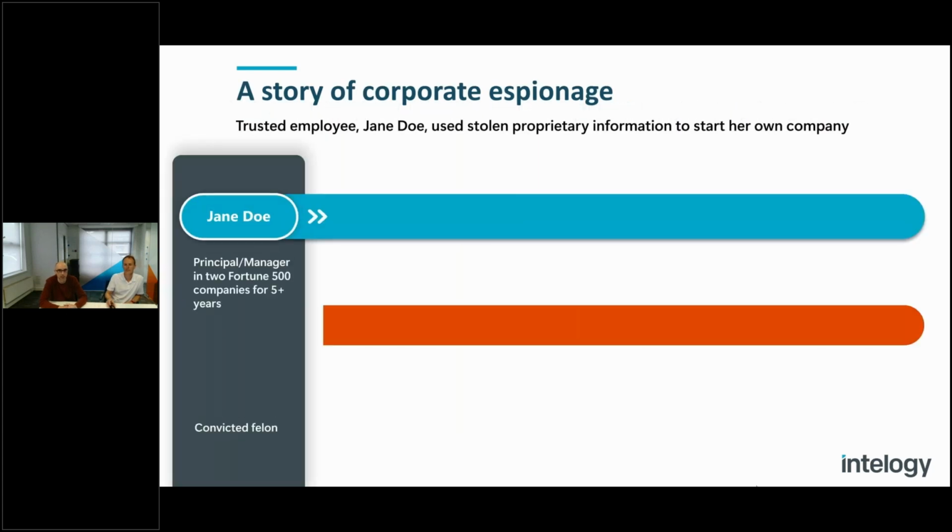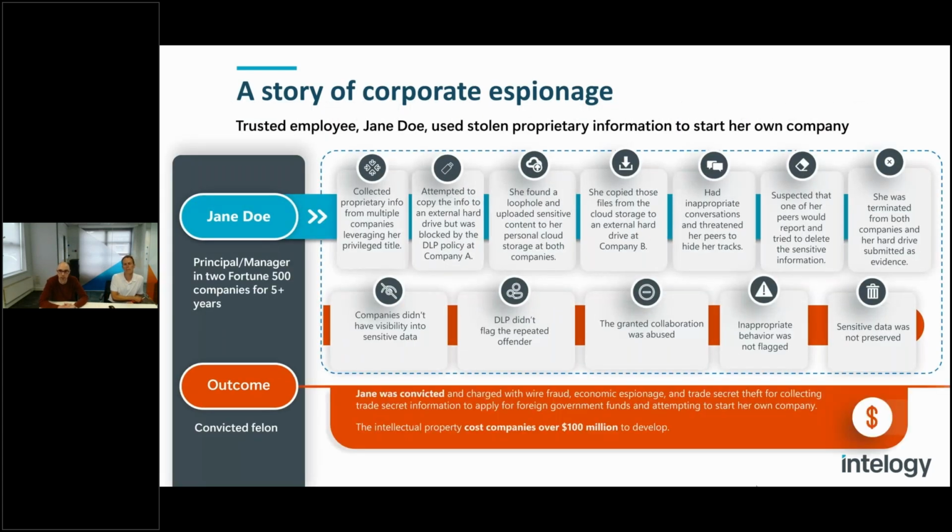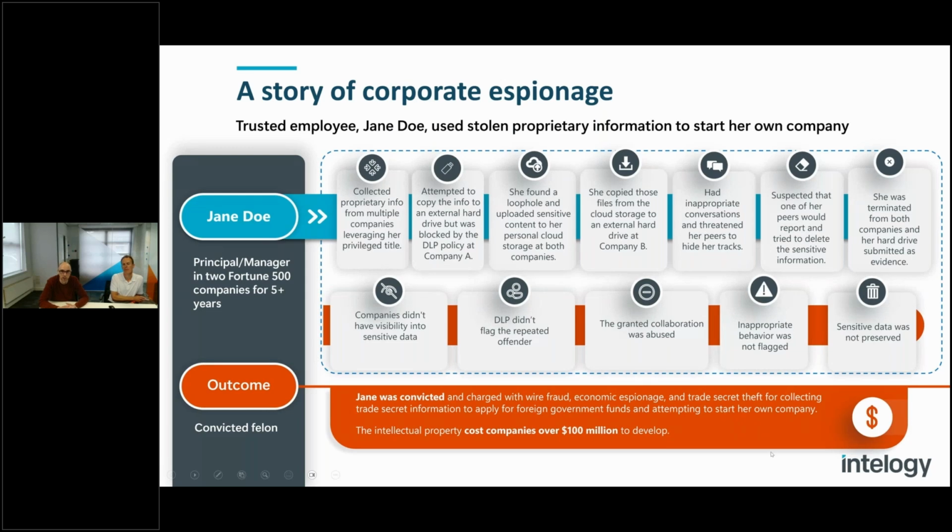So we have our first scenario here. This is actually based on a real world situation in the US a few years ago. We have Jane. She held high profile positions at two large companies. Using that position, she was able to collect and actually attempt to steal proprietary information. Company A did have some DLP protection, but she was determined and found a loophole using her personal storage account, like you mentioned earlier. She then used a device at a different company, Company B, that didn't have any measures in place and was able to copy that sensitive information to an external drive.